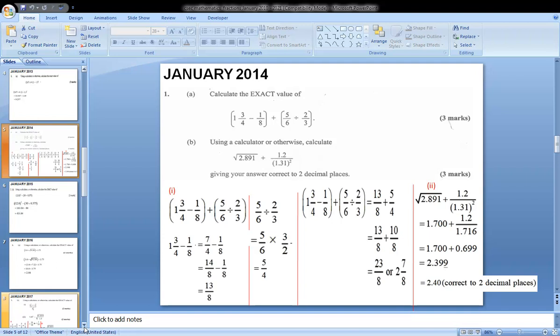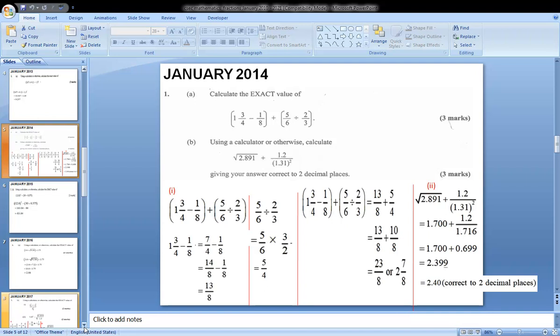So what we simply do, we change our mixed fraction to an improper fraction. So we multiply our denominator by our whole number and add our numerator. 4 times 1 is 4. Then we add 3, we got 7/4. And we subtract 1/8. We are going to find our LCM. So the LCM of 4 and 8, our denominators, would be 8. Both 4 and 8 can go into that.